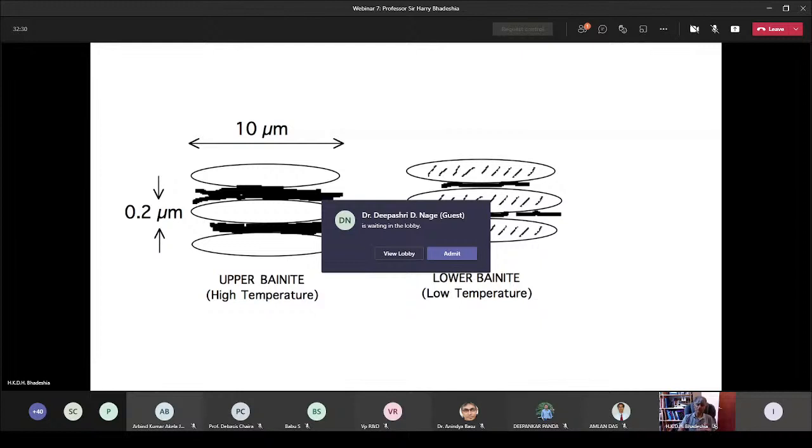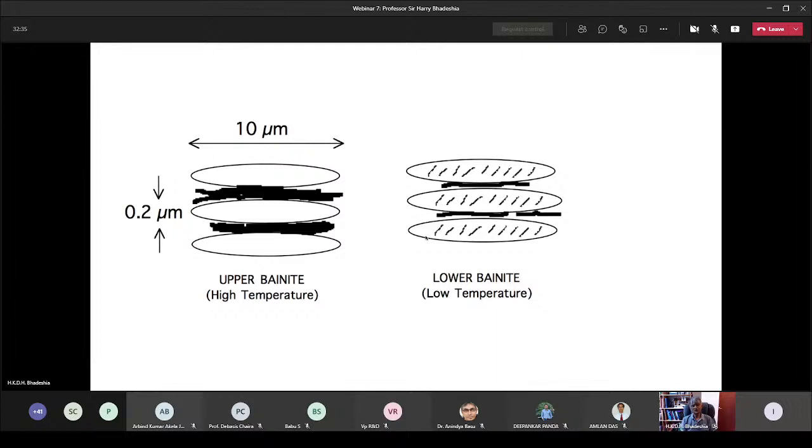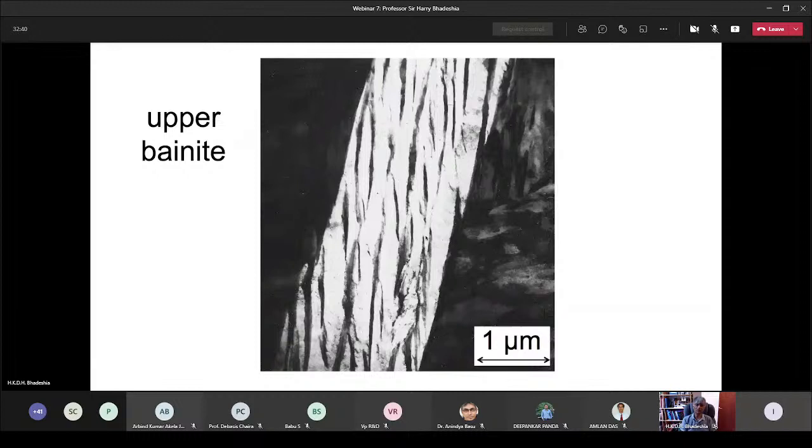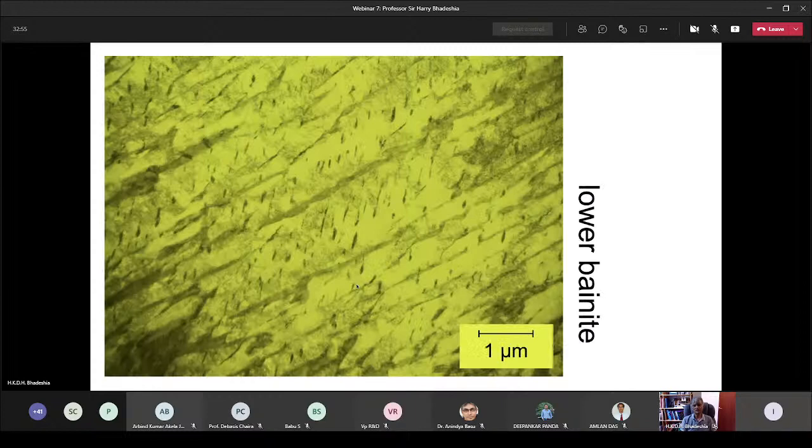First of all, this is just a schematic diagram, so I'll show you the real microstructures. Here is a transmission electron micrograph of a bainite. Again, look at this scale. Each plate is of the order of 0.2 of a micrometer thick. In between the plates, you have these residual phases, which may be cementite or austenite. In contrast, lower bainite has thinner regions between the plates and these particles inside the plates. So essentially, the difference between upper and lower bainite is that you get finer cementite precipitates.